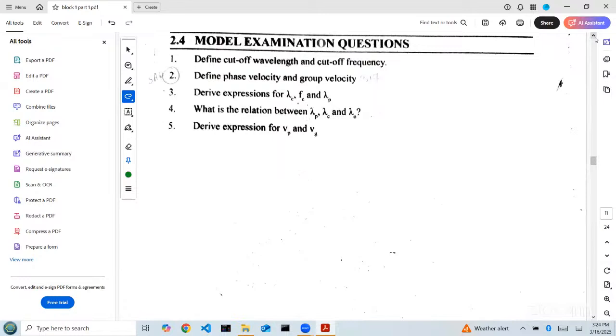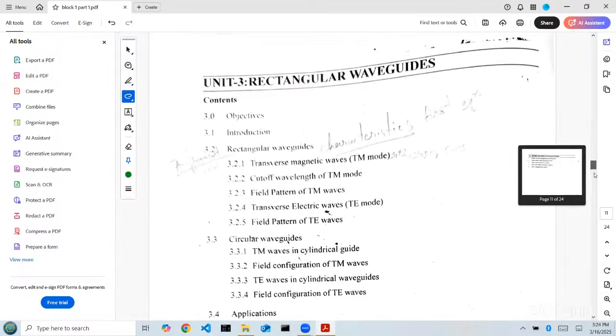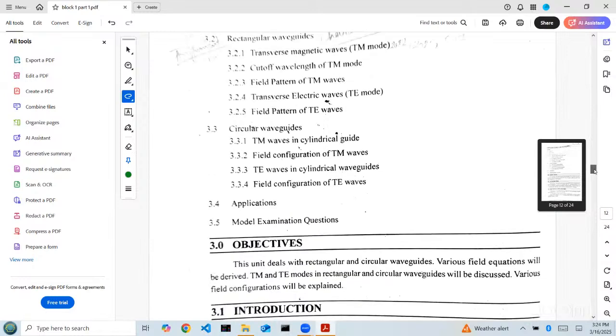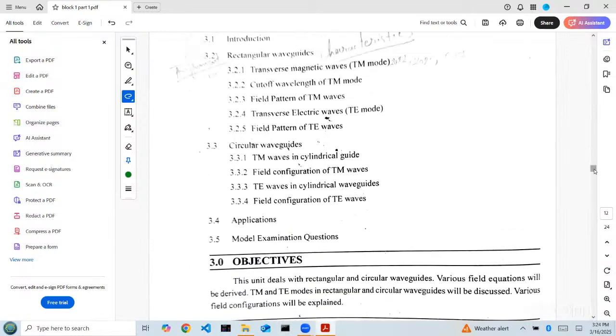10 marks question from this unit. What are the 10 marks questions? You will get either rectangular waveguide or circular waveguide. This is the index. Rectangular waveguide. What are the things we have in rectangular waveguide?